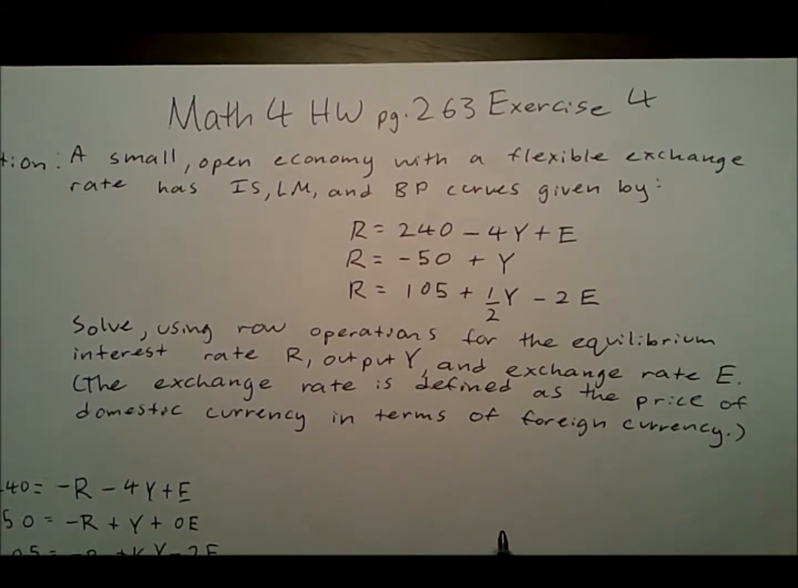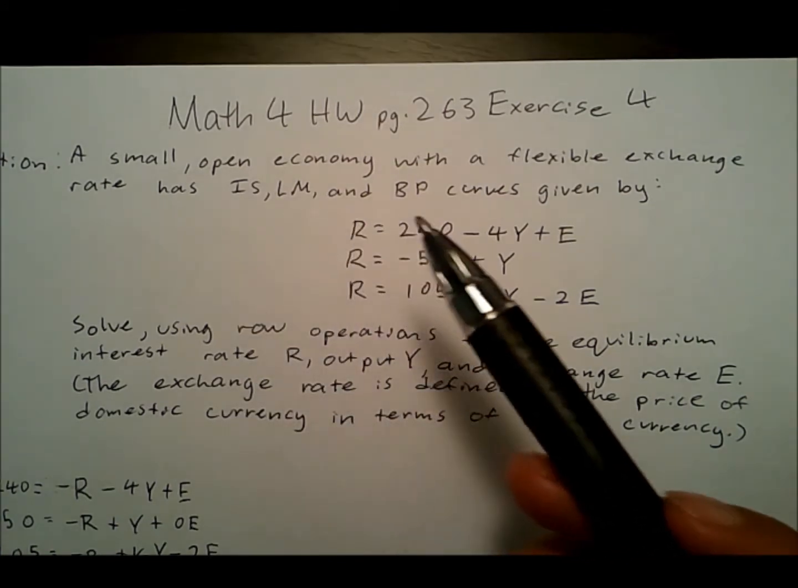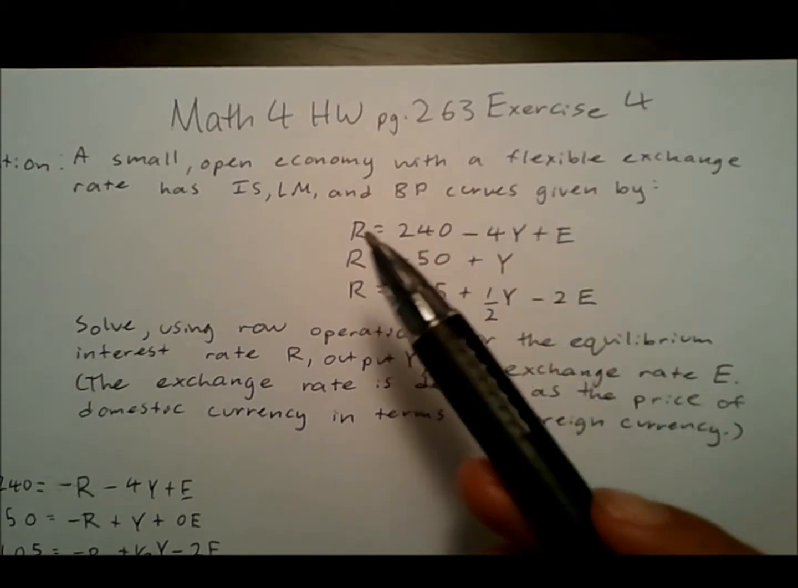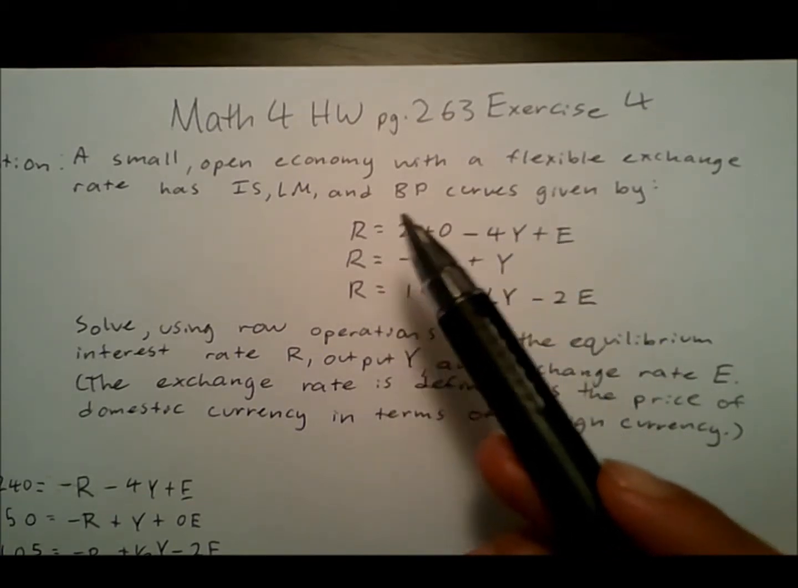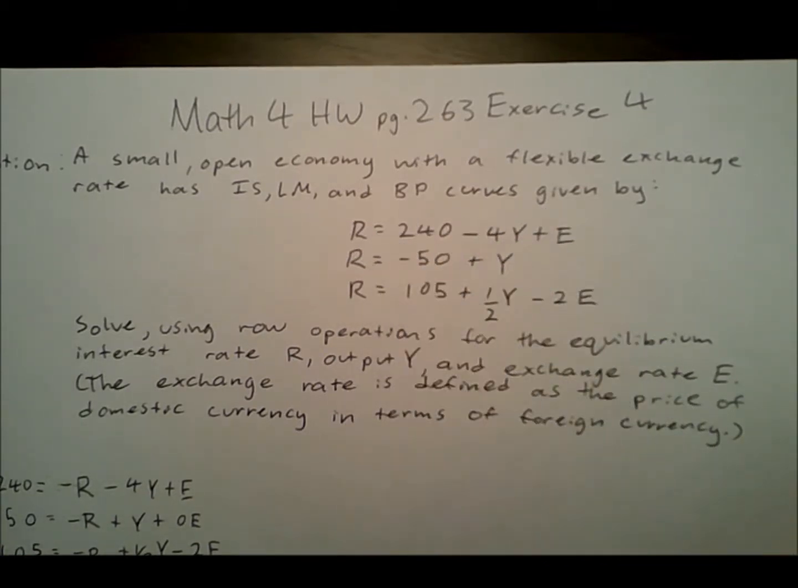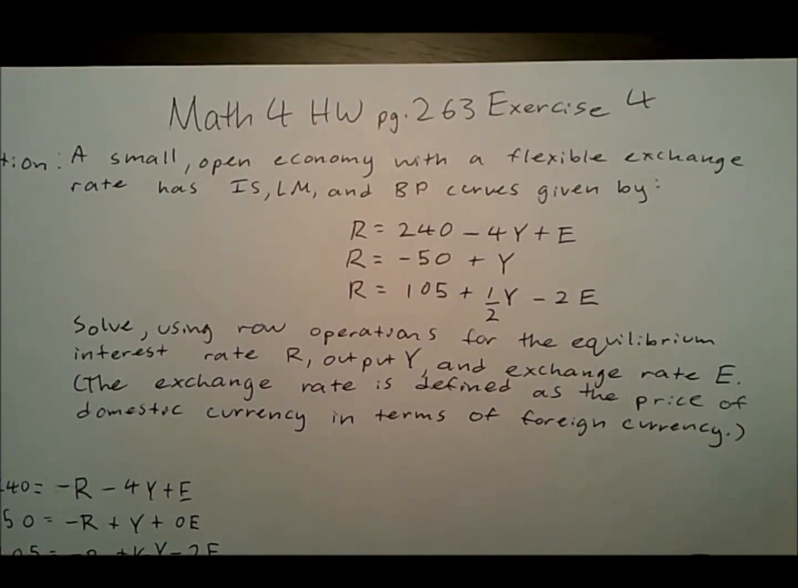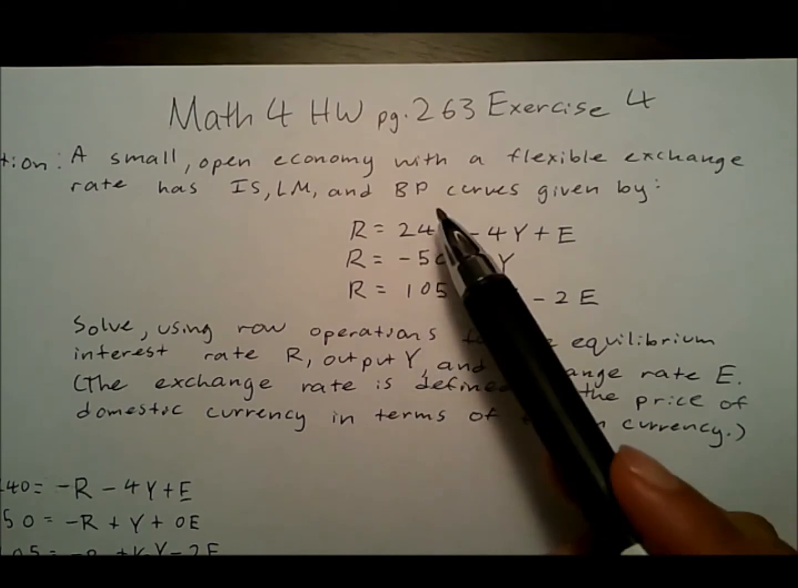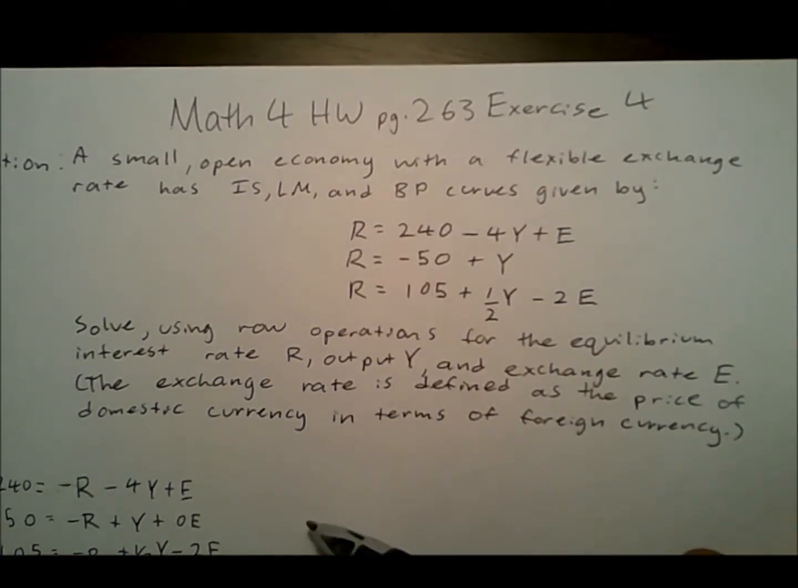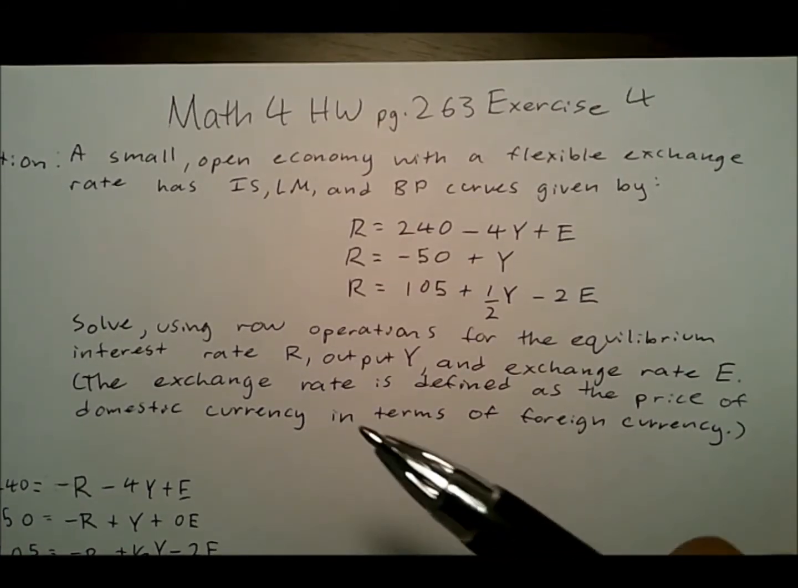Hey everyone, I'm going to show you how to do exercise 4 on page 263 in UCI's Math 4 textbook. So basically the problem states that a small open economy with a flexible exchange rate has IS, LM, and BP curves given by these three equations. And it wants us to solve it using row operations.